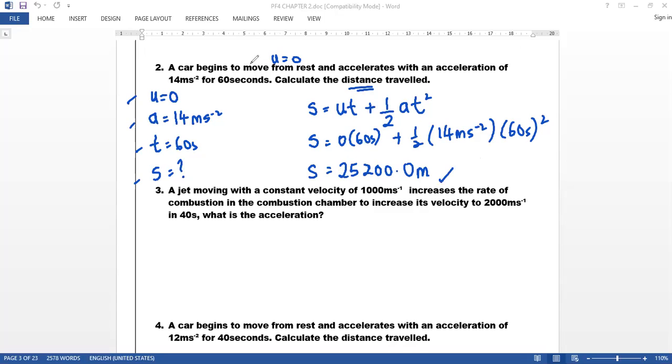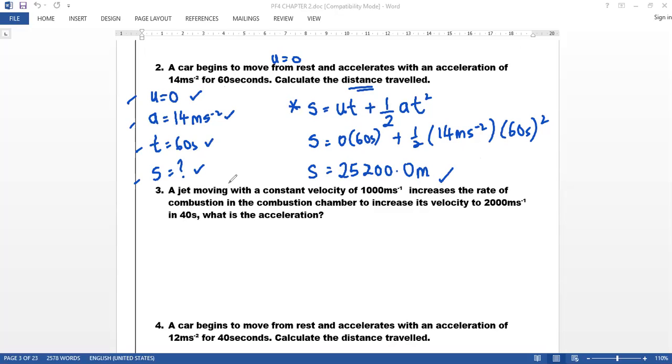Okay. So technique of solving, first identify the information given. Based on that particular information, choose the right formula to be used. Then substitute the values, then solve the problem. Then you get your answer. Okay, let's move on to number 3.